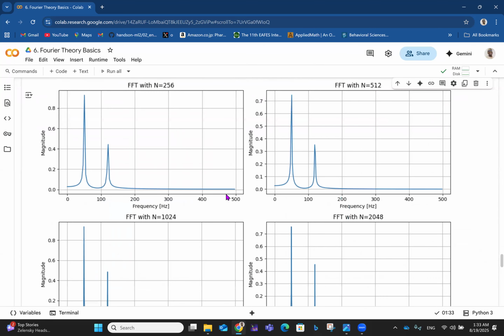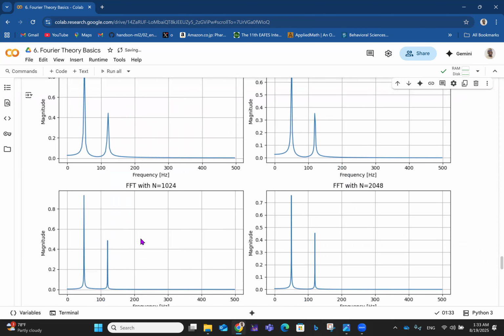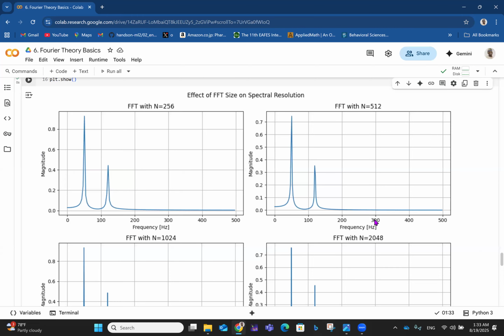different figures. So for 256, see what you get. For 512, see what you get. So this is just an extension of what we did previously. For 1024, see what you get. And for 2048, see what you get.